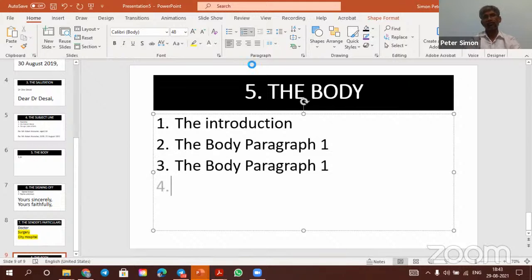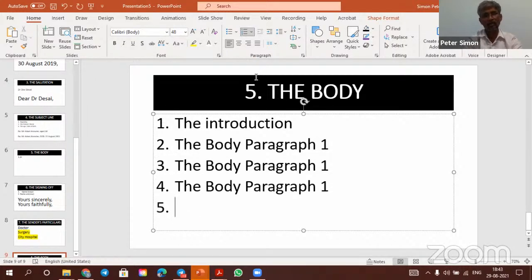Body paragraph 2 and 3, and then the conclusion. So body paragraph 2 and body paragraph 3.